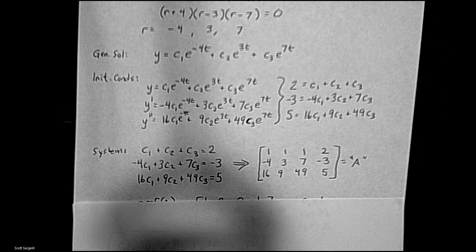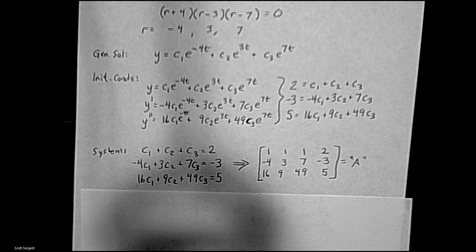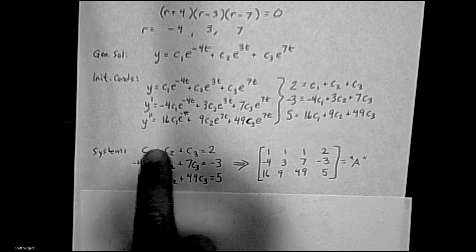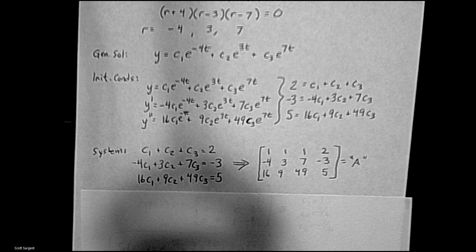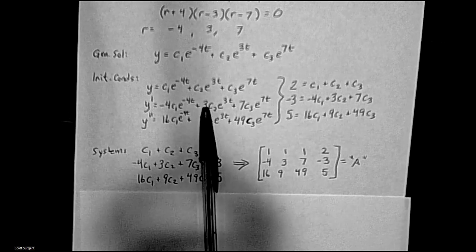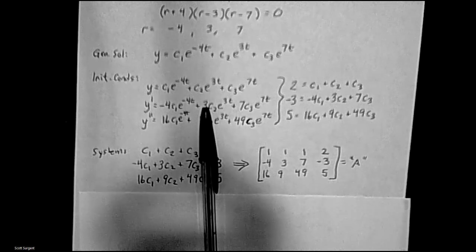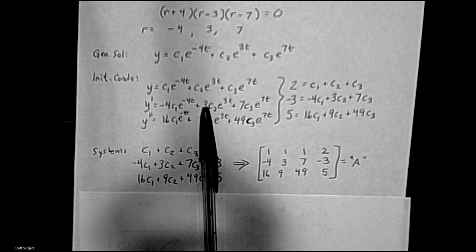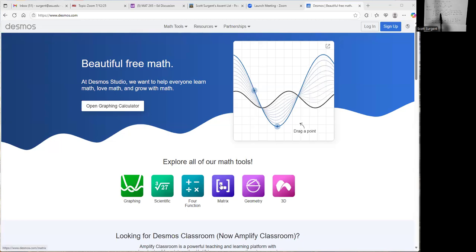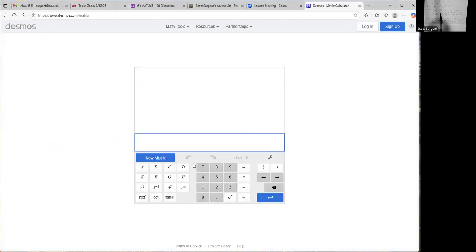All right, so that brings us to what you see here. I've rewritten it slightly so that I have the constants 2, -3, and 5 in the fourth column. And I've created a matrix, as you can see here, just basically putting out the coefficients. I'm going to call this matrix A. So at this point, I'm going to go into Desmos. This is desmos.com. I'm going to select matrix, and I'm going to create a new matrix.